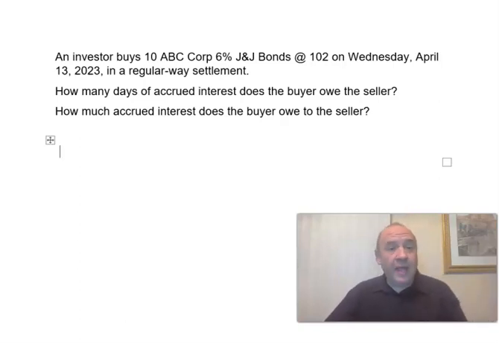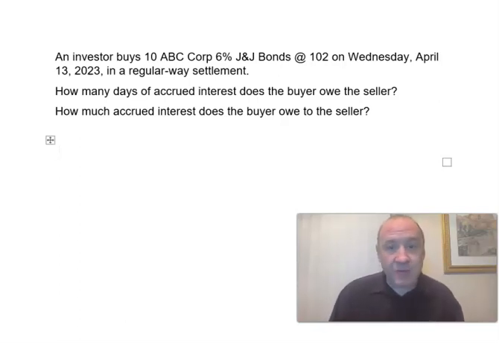So this video is on how to calculate the accrued interest on a corporate bond trade. Now remember, when someone buys a bond in the secondary market, that means they're trading between investors. So they buy a bond from someone else. Well, the bond buyer has to pay the bond seller the seller's prorated share of the next interest payment.